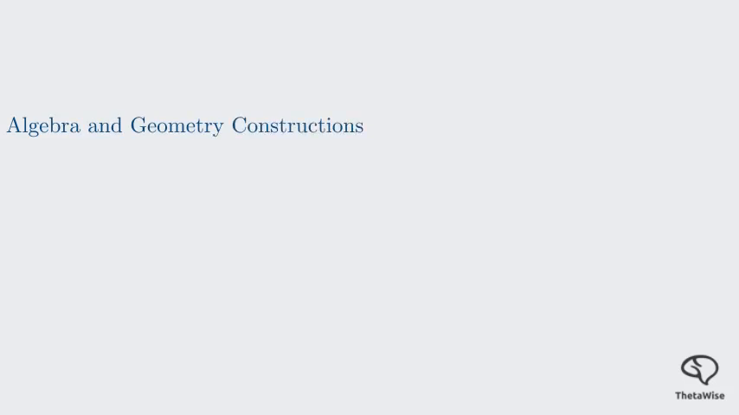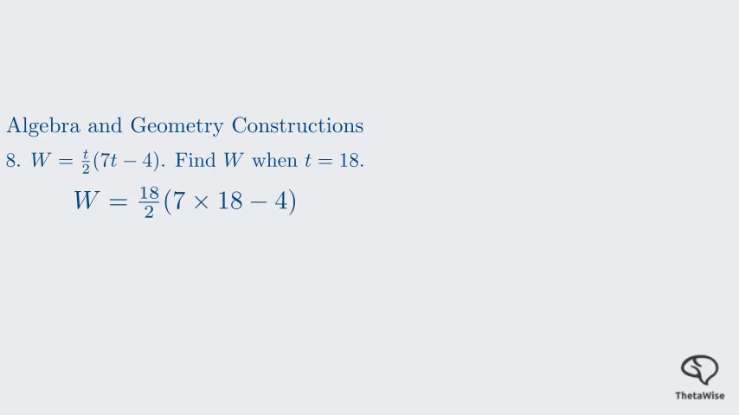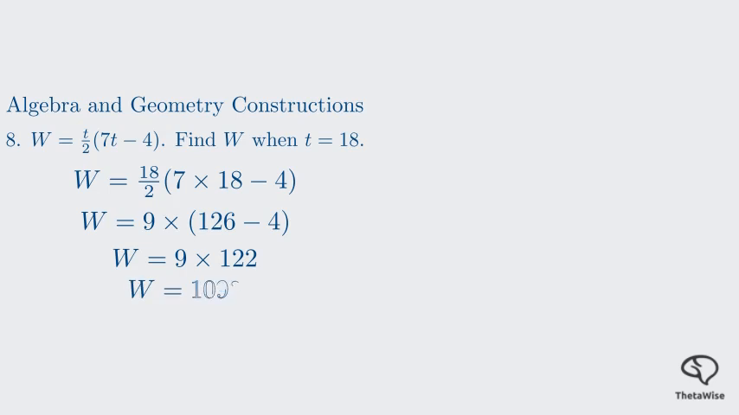Now we move to algebra and geometry constructions. For question 8, we substitute the value of 18 into the formula wherever we see a letter T. Let's break this down. 18 divided by 2 is 9. Inside the bracket, 7 times 18 is 126. Then, 126 minus 4 is 122. Finally, 9 multiplied by 122 gives us 1098.